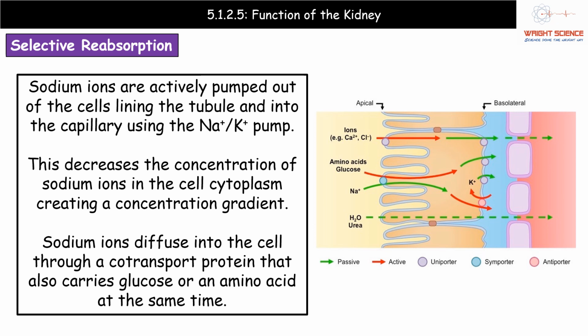As a result of that active process of pumping the sodium ions into the capillary, then we decrease the concentration of sodium ions in the cytoplasm of the cell, so we've set up a concentration gradient. That means the sodium ions are going to be diffusing down their concentration gradient into the cell through that co-transporter protein, and as they do so, they take glucose or amino acids with them. So what we actually have here are these two different proteins set up in the membranes in order to move our substances across.